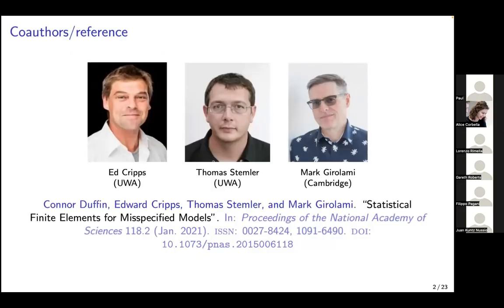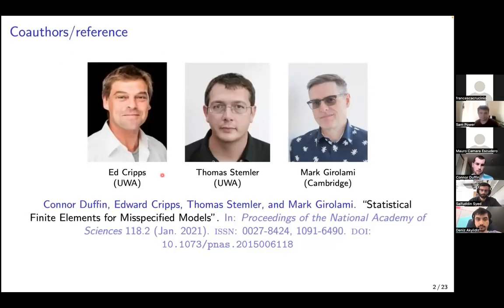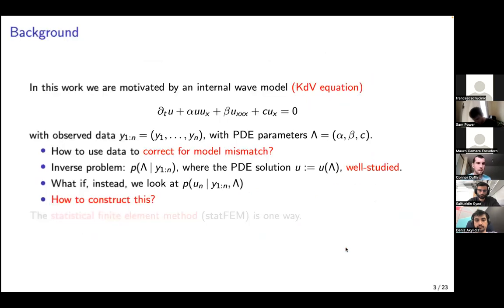And of course, this is joint work with my co-authors and friends, Ed Cripps, Thomas Dembler, and Mark Girolami. Ed and Thomas were my PhD supervisors back in Perth in Australia, and Mark's now my boss at Cambridge. And if you want a quick summary of this work in a relatively, hopefully readable fashion, just see this article in PNAS, which came out in January of last year.